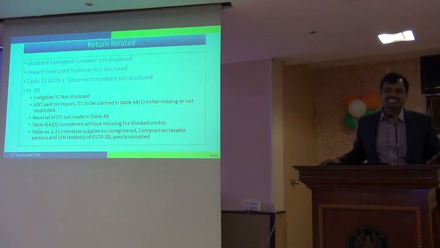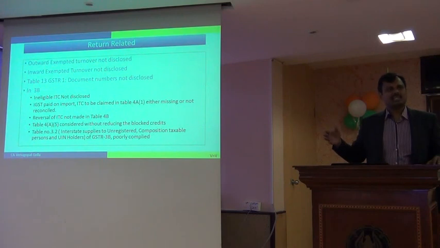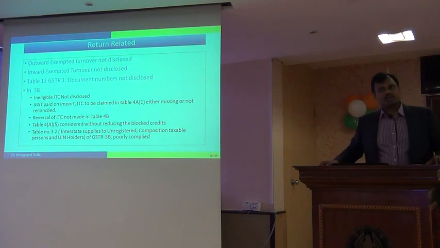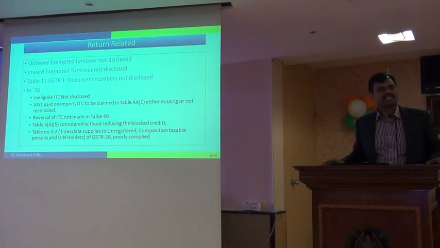When it comes to GSTR 3B, go to the next month, reduce or adjust the turnover so that the difference is captured. Example, in the month of June, my turnover is 10,000 rupees. I have disclosed it as 2,000 rupees. I have short disclosed 8,000 rupees.